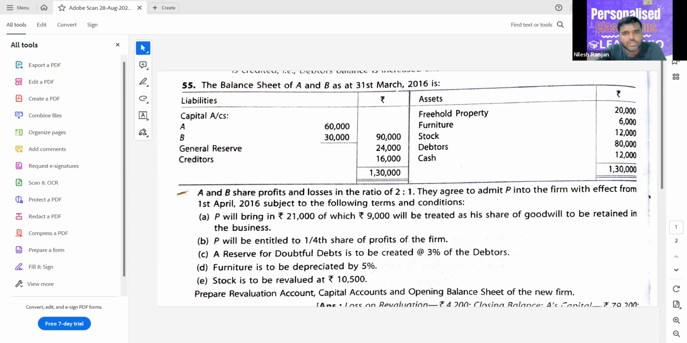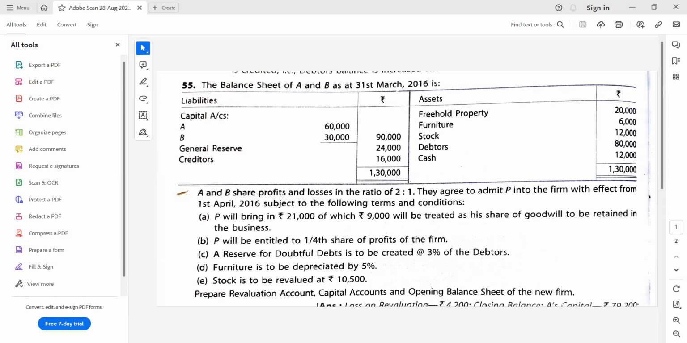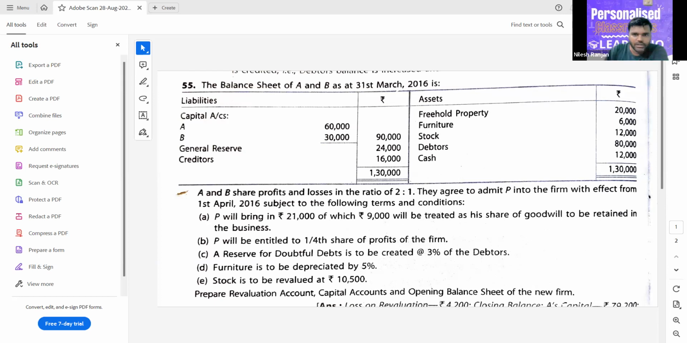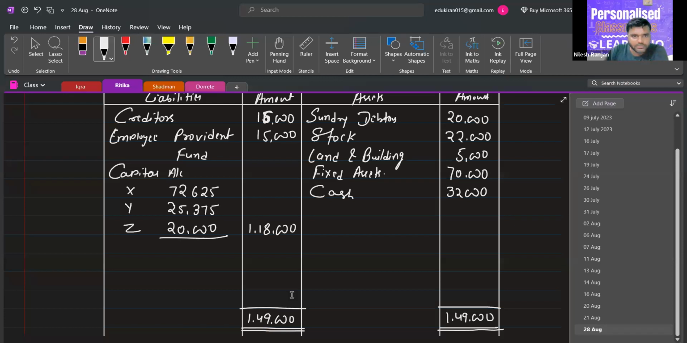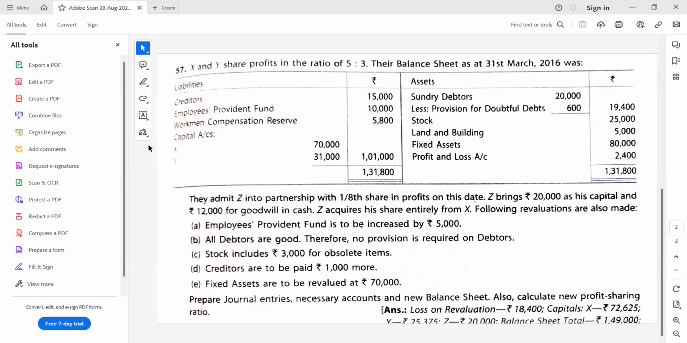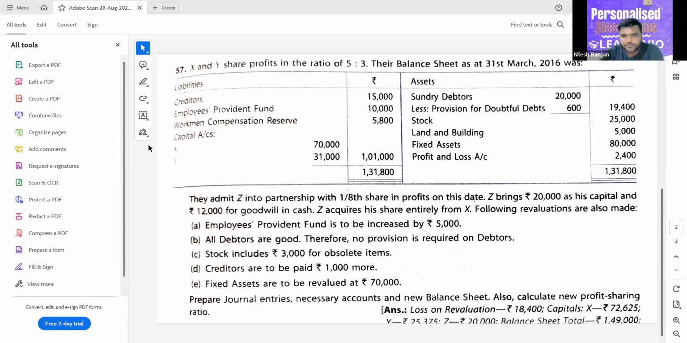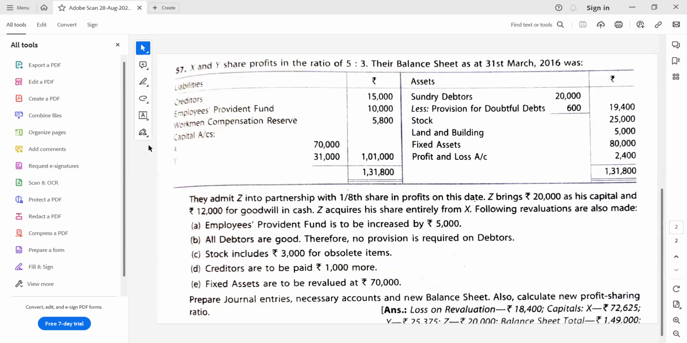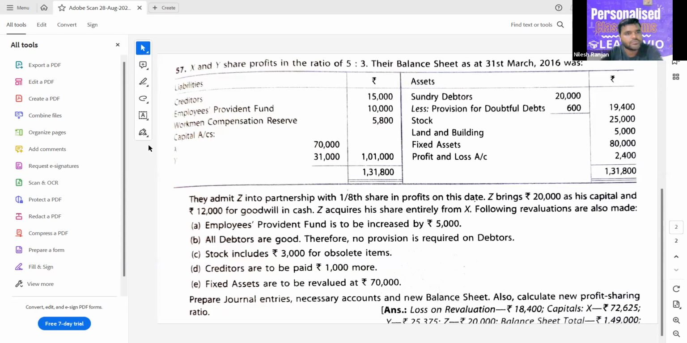Now we'll discuss the next concept, or actually, no, not the next concept. We will solve a question according to the second case of general reserve and accumulated profit or loss. Okay. In the first question that we discussed, this workman compensation reserve is 5,800 and profit and loss account is 2,400. You understood the part of case two. Now, can you tell me how we will adjust these two items if we don't have to close the accounts?